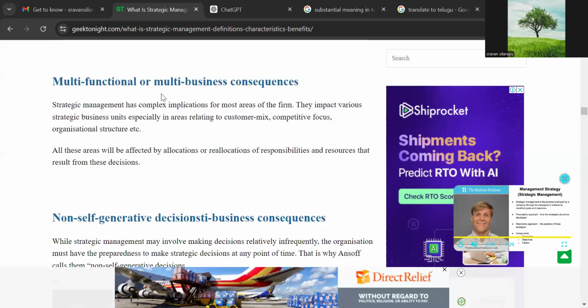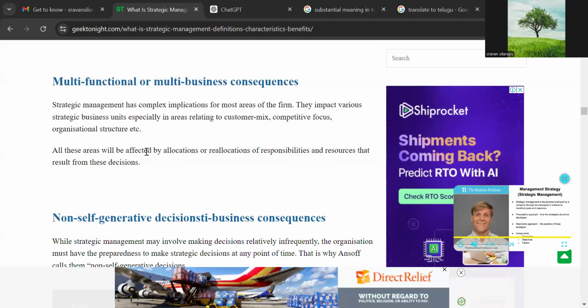So multifunctional or multi-business consequences means more than one firm or business. Strategic management has complex implications for most areas of the firm. They impact various strategic business units, especially areas relating to customer mix, competitive focus, and organizational structure.